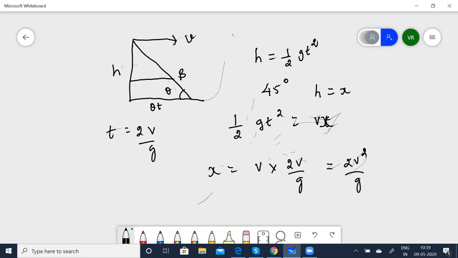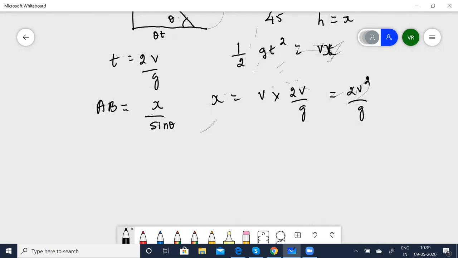Now you know AB is equal to x sin theta, or AB by x is equal to sin theta. So AB is x by sin theta. Now substitute, that gives you 2v squared by g into 1 by sin theta. I'm substituting for x. Now sin theta is given as 45, and sin 45 is 1 by root 2. So now this becomes 2v squared by g into root 2.